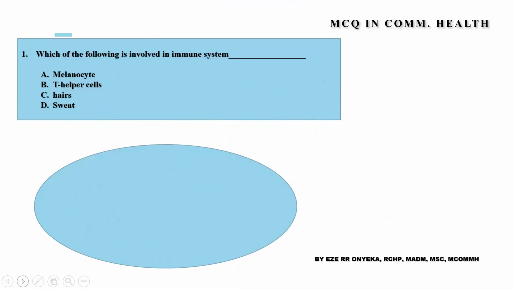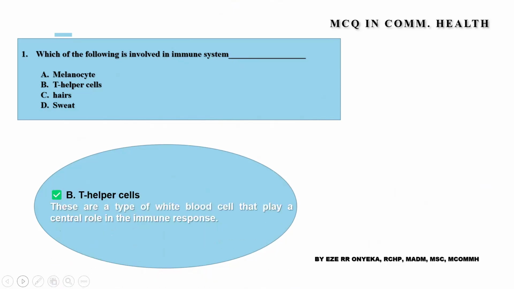Which of the following is involved in immune system and response? A, melanocytes. B, T helper cells. C, hairs. D, sweat. The correct answer is B, T helper cells. These are types of white blood cells that play a central role in immune response.